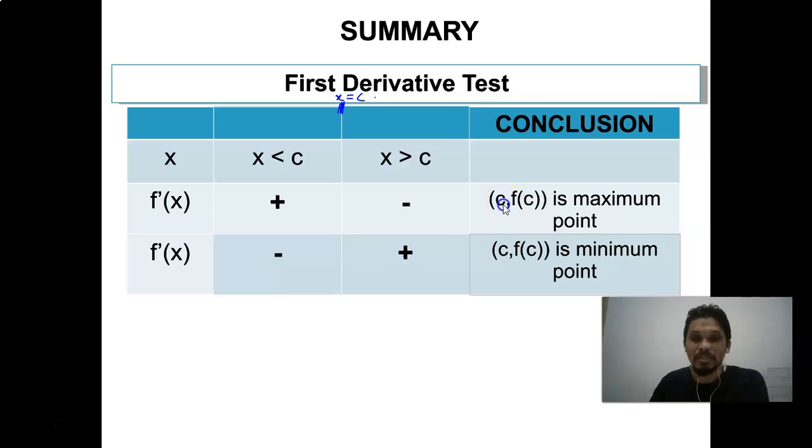So this is a maximum point and a minimum point. The gradient is positive, and then going down, so it's a maximum point, the peak of the graph. From here the gradient is negative, then turns positive, so this is the lowest point, or the valley of the graph.